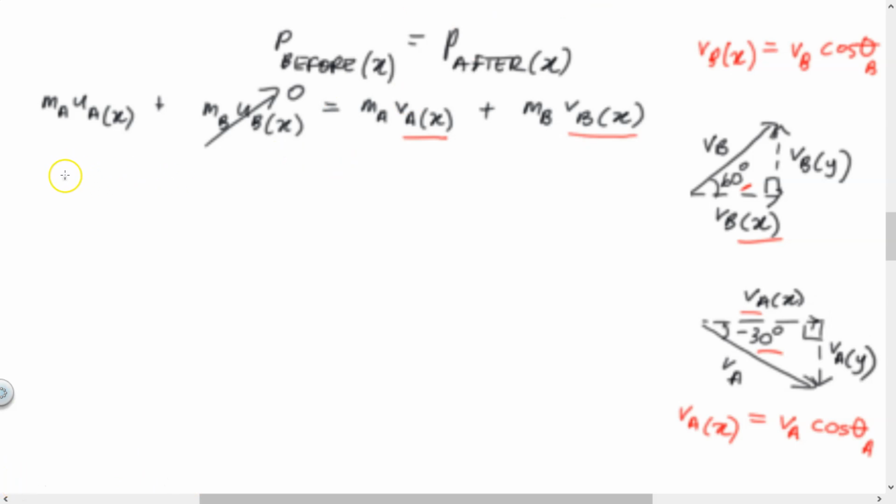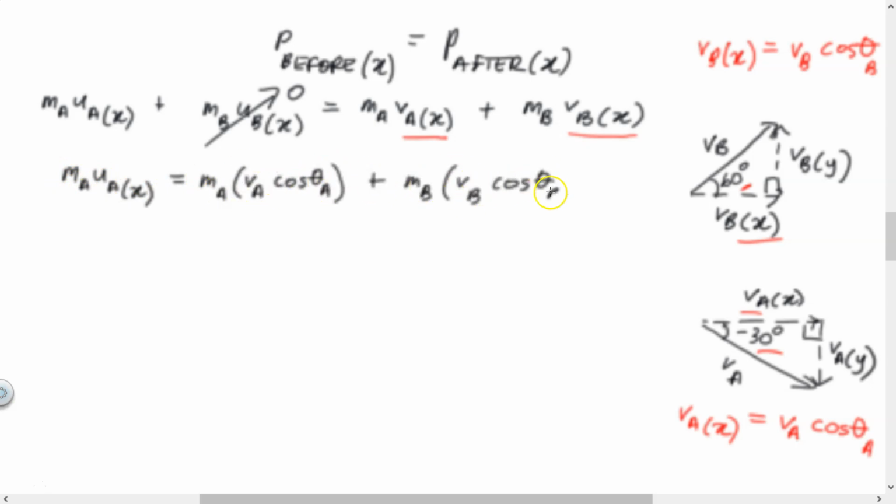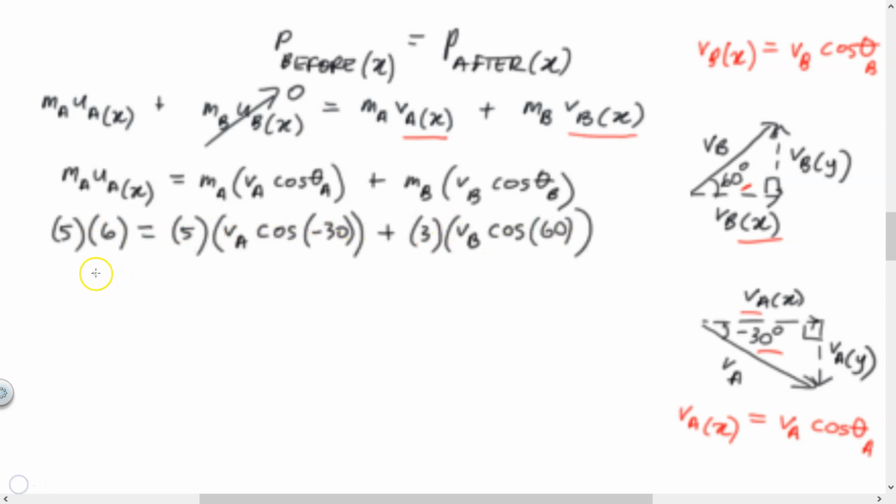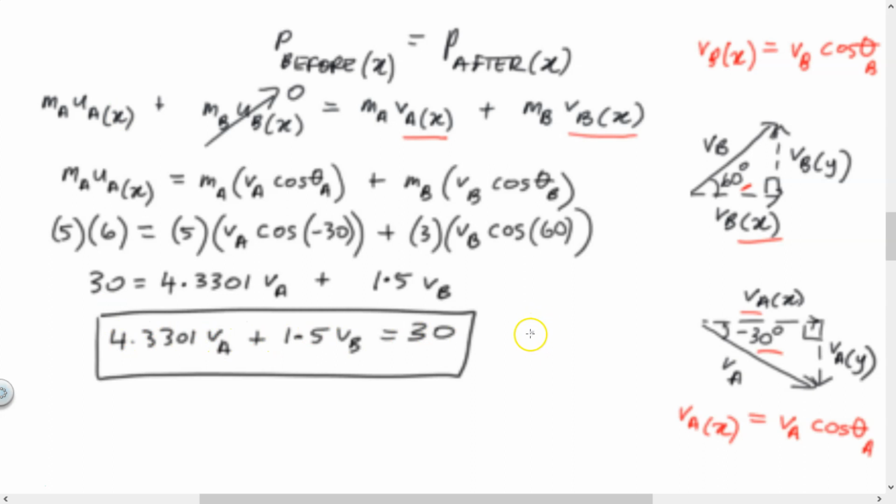So this now becomes... so we can now substitute in some of our known values. So the mass of A times the initial velocity of A in the x-axis was 6 meters per second. And this gives, so I'm just going to rearrange this, and I'm going to call it equation 1.